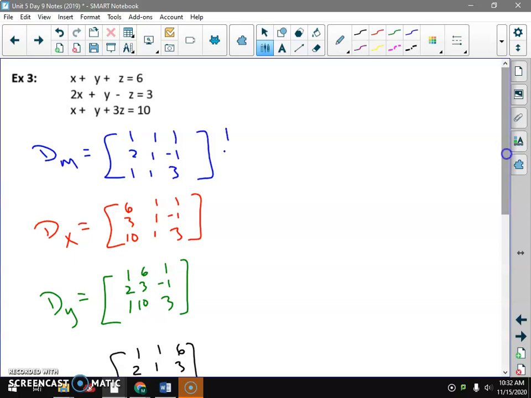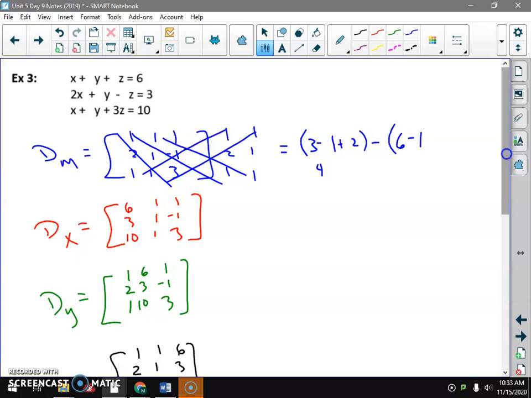Copy columns 1 and 2 and find the blue determinant. Let's see. 1 times 1 times 3 equals 3. 1 times negative 1 times 1 equals negative 1. 1 times 2 times 1 equals 2. 3 plus 2 is 5, minus 1 is 4. Minus 3 times 2 is 6. 1 times negative 1 is negative 1. 1 times 1 is 1. 4 minus 6 equals negative 2. That's what's going to go on all the bottoms. That's your main matrix.